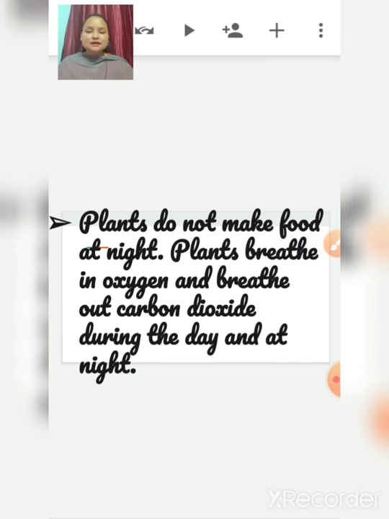Now plants do not make food at night. They need sunlight. At night we do not have sunlight, so plants do not make food at night, and plants breathe in oxygen and breathe out carbon dioxide during the day and at night.